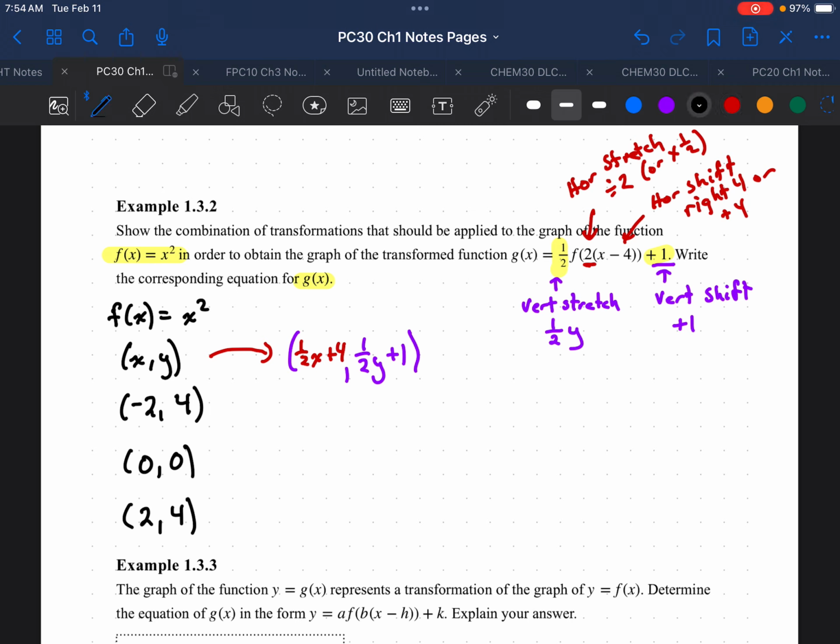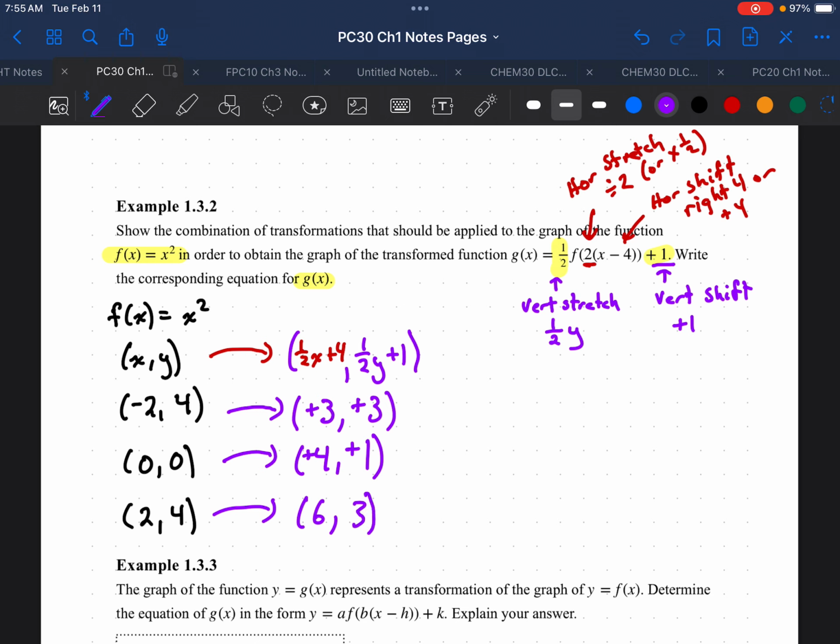Now, if we take a look at a couple of these points, -2 and 4. So 1/2 times -2 is -1. -1 plus 4 is +3. Then 1/2 of 4 is 2. 2 plus 1 is +3. 0 is going to be at +4 plus 1. And 2 comma 4 is going to go to 2, 6. And 1/2 of 4 is 2, so that's 3.